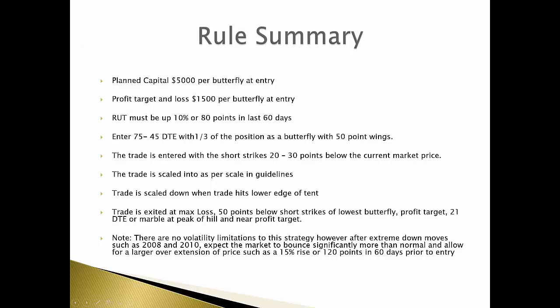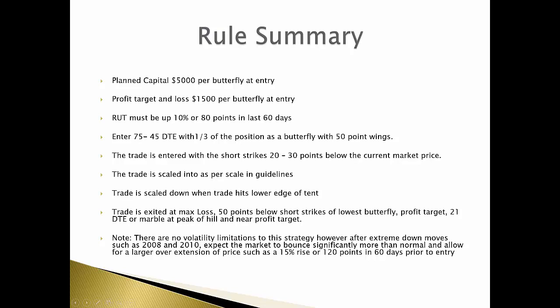The trade that I've shown you had a planned capital of $5,000. Of course, you can do this any size that is appropriate for you. We had a profit target of 30% of our planned capital, or $1,500 per butterfly. The Russell has to be up 10% or 80 points in the last 60 days, whichever is less. I'm going to enter usually 75 to 45 days to expiration, leaning towards the further, giving myself more time, with a third of my butterflies as 50-point wings. The trades are entered with the short strikes 20 to 30 points below the market price.